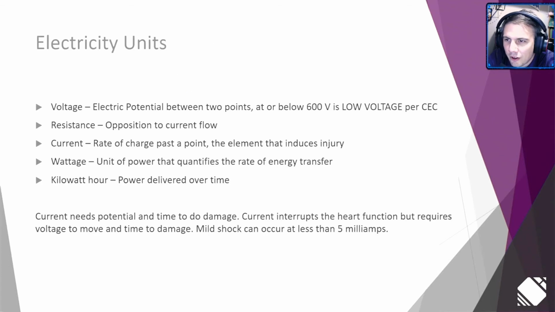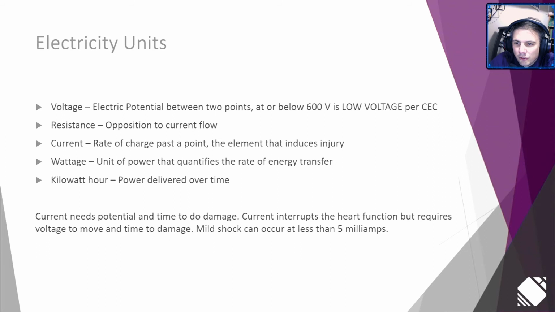So any electrical engineer should be very familiar with these, but just a quick rundown. We've got voltage, electrical potential between 2 points; at or below 600 volts is low voltage per the electrical code. Resistance is opposition to the current flow. Current is the rate of charge past a point, the element that induces injury. And wattage is a unit of power that quantifies the rate of energy transfer. And then kilowatt hour, power delivered over time.